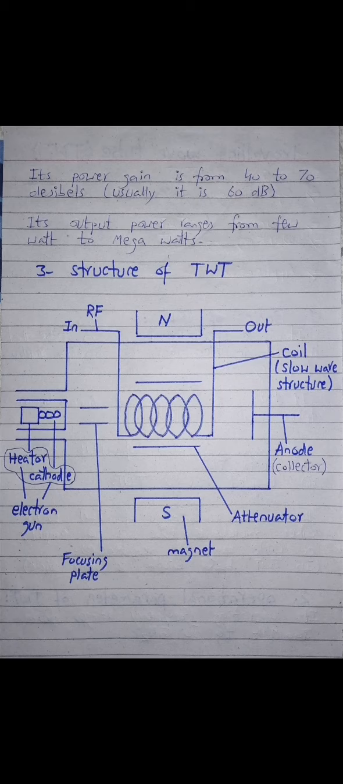Then we will discuss the slow wave structure which we also call the coil. It has a helix wire which is usually made up of tungsten and is closely wound in order to give a constant velocity of propagation. The important point is that the slow wave structure can propagate the microwave signal at approximately the same speed as the electrons.